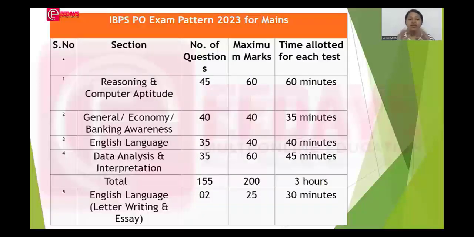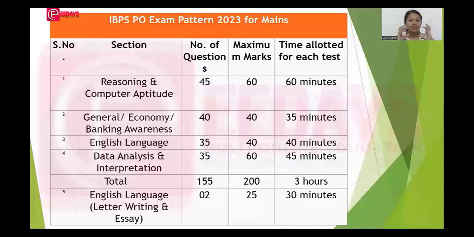So here you go. Weightage of IBPS mains exams. You get reasoning and computer aptitude, around 45 questions, and they'll allot you 60 minutes. And coming to general economy and banking awareness, 40 questions. You get 1 mark for each question, and it is 35 minutes.